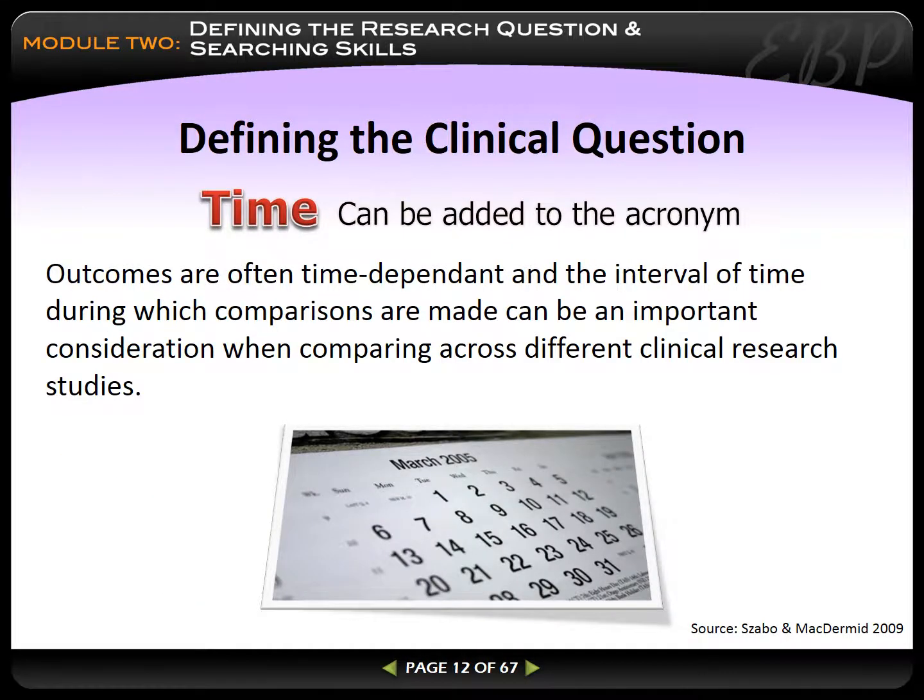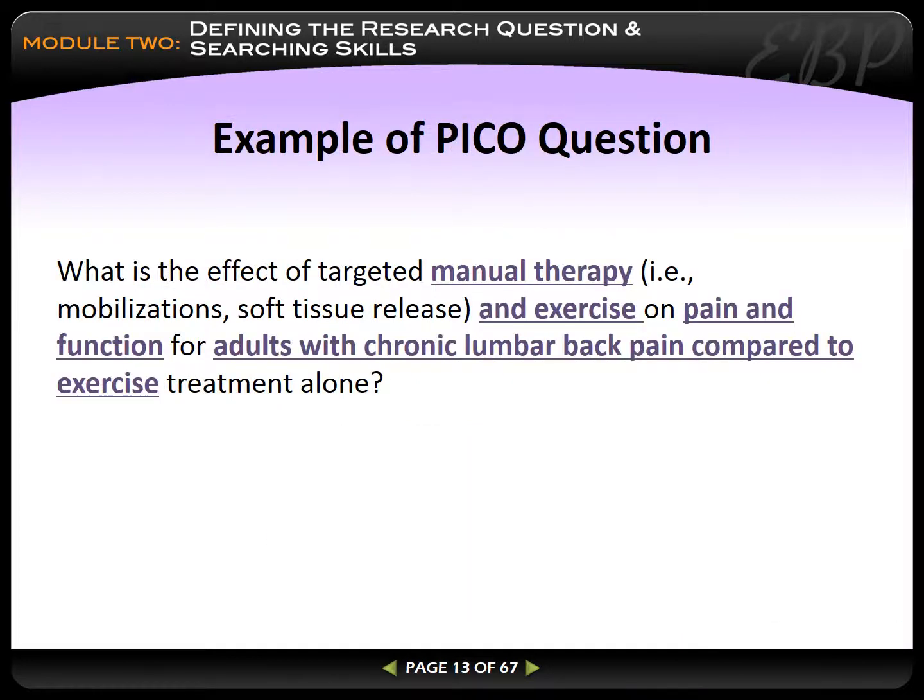And finally, T, the time. This is not always identified in the research question, but it's good for you to think about if it's short term or long term when you're considering an intervention that you're going to be researching.